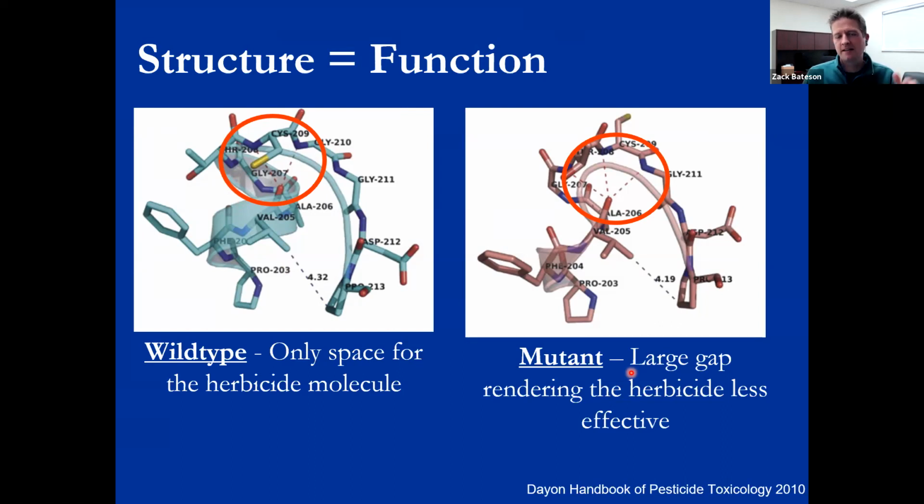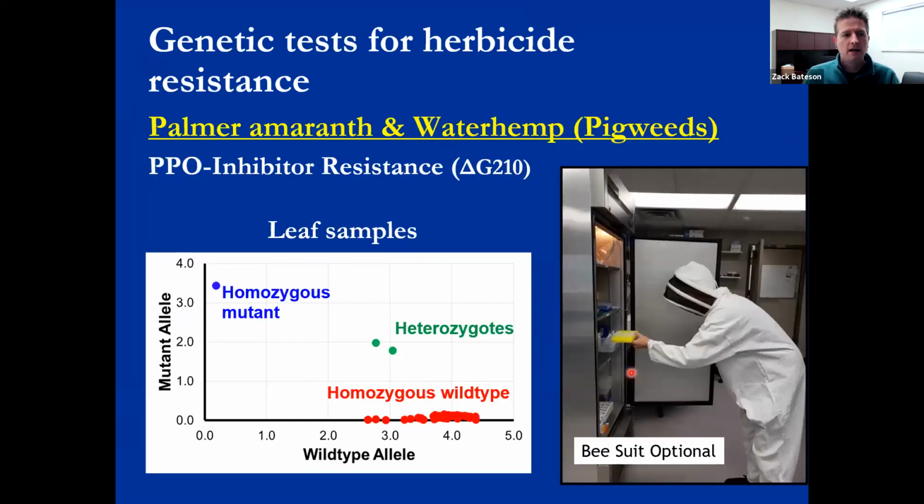And so we can see this at the genotyping level, or we can at least find that mutation. And so that's what we're doing in the lab for 2 species of pigweeds, Palmer amaranth and water hemp, for this Delta G210 site. What we have is archived samples. All we need is the DNA sample to do this genotyping.